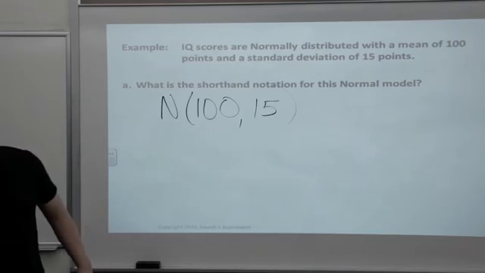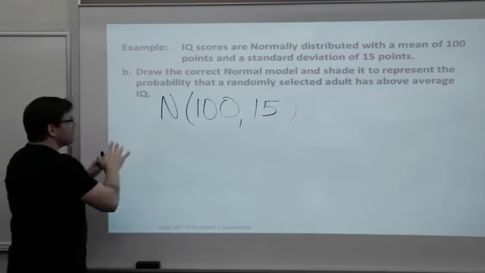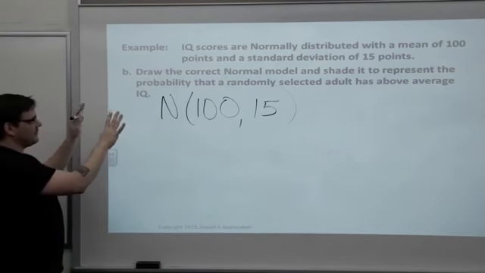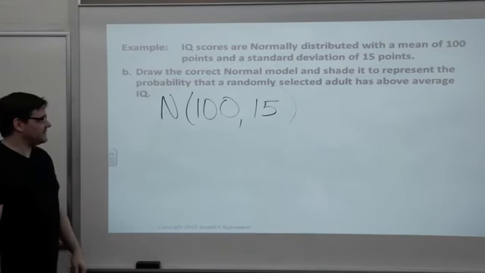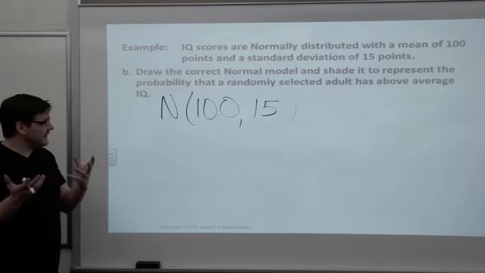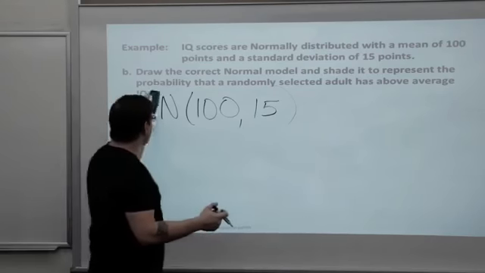There's a question at the bottom. We don't need technology to answer this one, but it says here, part B. Draw the correct normal model and shade it to represent the probability that a randomly selected adult has above average IQ. So what's the chance that we just pick somebody off the streets and their IQ is above average, or greater than 100? All right, so we'll draw it.